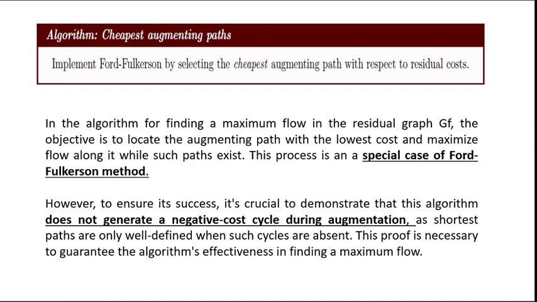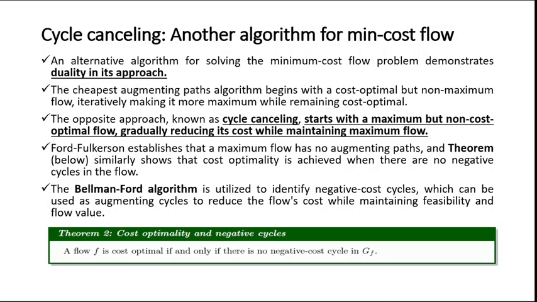The cheapest augmenting path algorithm says: implement Ford-Fulkerson by selecting the cheapest augmenting path with respect to the residual cost. However, to ensure its success, it's crucial to demonstrate that the algorithm does not generate a negative cost cycle, as shortest paths such cycles are absent. That means Ford-Fulkerson will only work properly when there is no negative cycle.